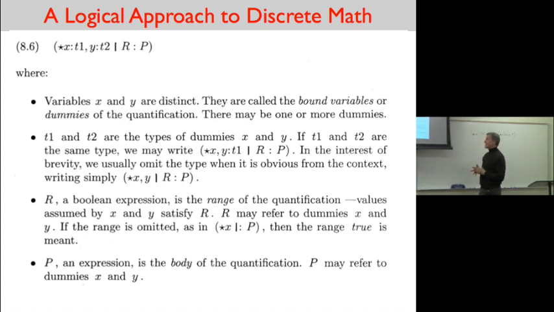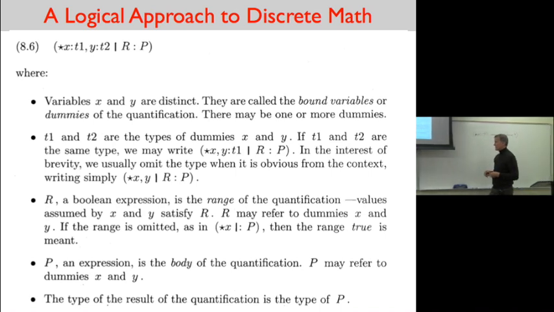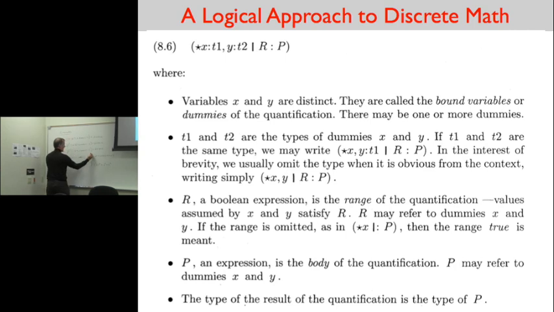And now, check this out. P, an expression, is called the body of the quantification. P may refer to dummies x and y. So that's what we had over there, right? P could refer to those dummies x and y. And furthermore, this whole thing has a type. This is a really important concept, and it doesn't get emphasized in typical math classes.